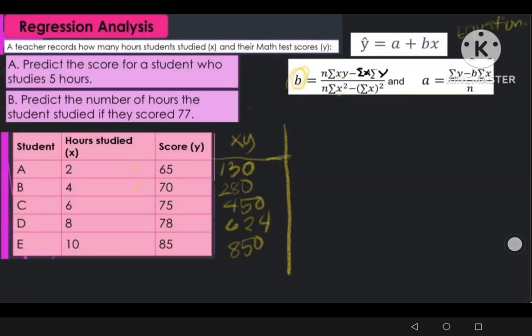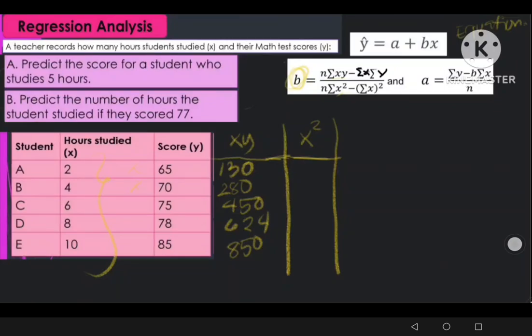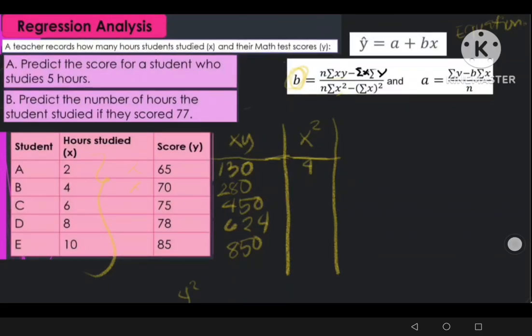Since wala tay x squared sa ato ang table, atong dungagan og x squared. So using our table here, do the process x squared, the value of our x here, we're going to square each value. So 2 squared, or 2 to the power of 2, that is 4. 4 squared, again 4 squared. That is not 4 times 2, you're going to multiply double of the given number, which is 4. So 4 times 4. 4 squared is 16.